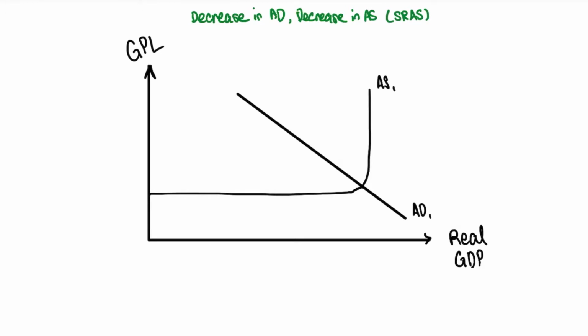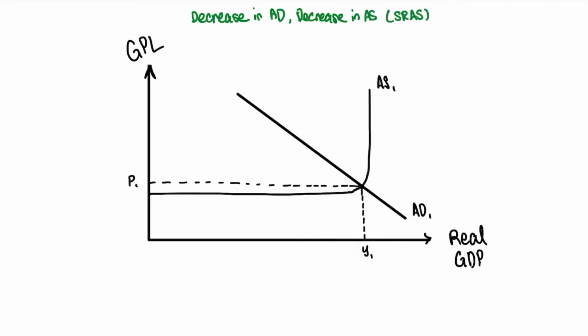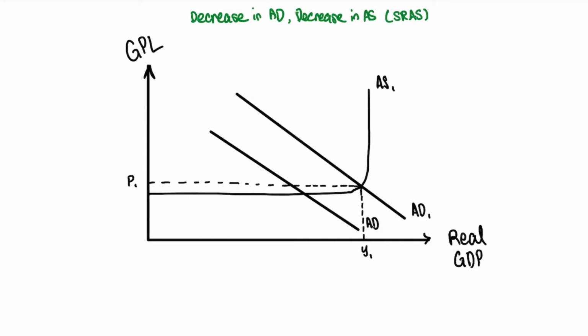After this, let's plot what the original equilibrium is. You have the real GDP, which is going to be Y1, and the original GPL, which is going to be P1. Once you're done, just label those two, P1, Y1. Now what we're going to do is join our new AD curve. A decrease in AD would shift the curve leftwards, hence a leftward shift. This would now be your new curve, AD2. So go ahead and label AD2.